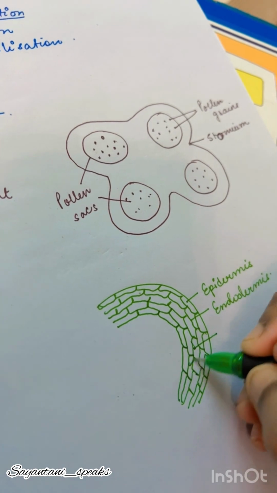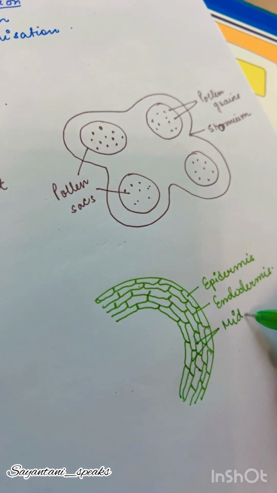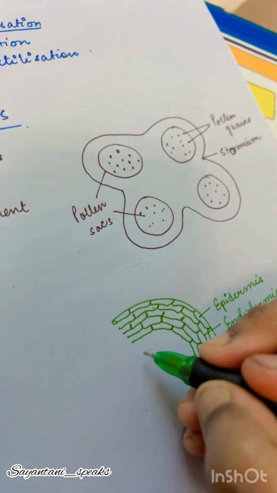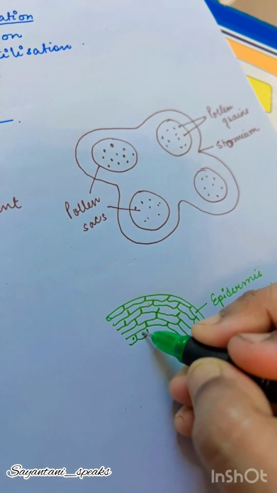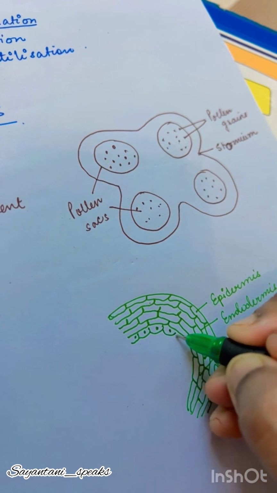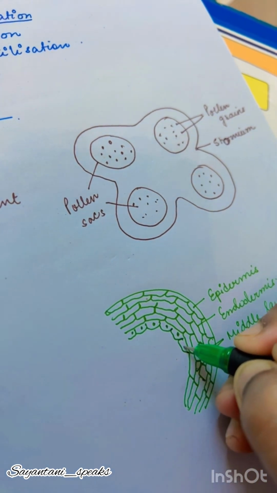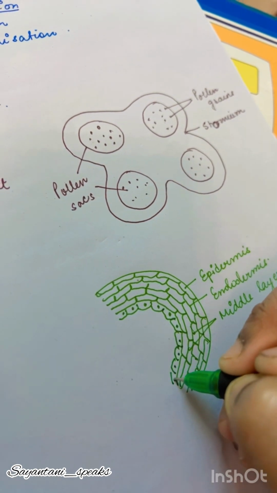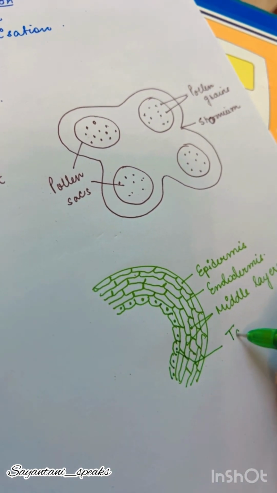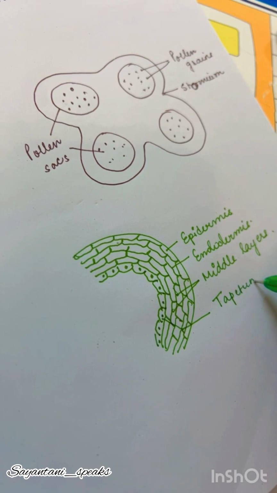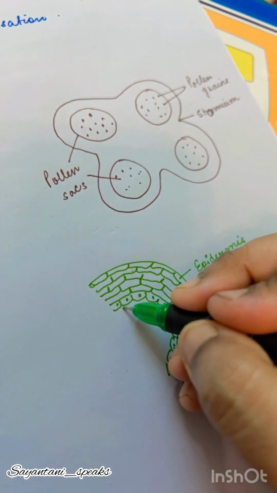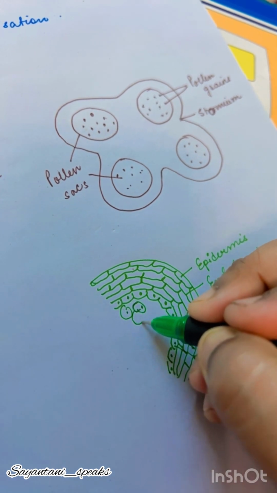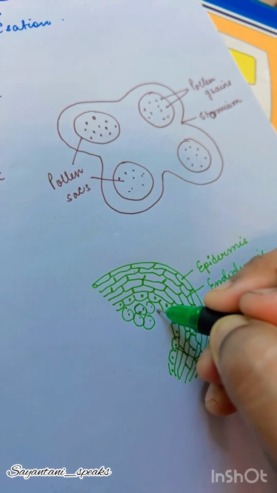These are the middle layers, followed by a nutritive layer known as the tapetum. This tapetum provides nutrition to the growing or developing pollen grains. And inside this are the pollen grains.